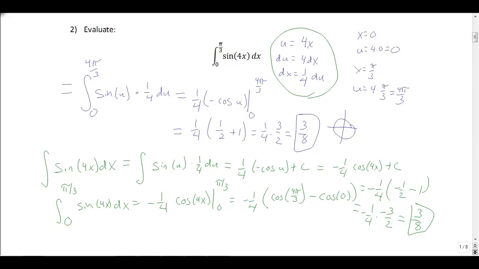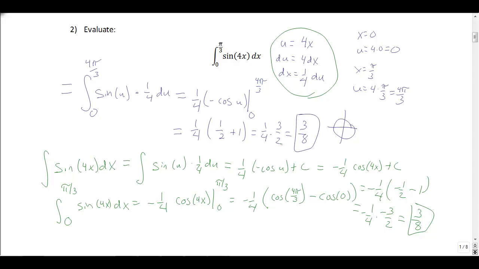Again, sort of the bookkeeping here is one method is change your bounds to go from x to u, and then you don't need to sub in for x because your bounds are now in terms of u. Or essentially do the antiderivative and then plug in the values of x here. But when you do your antiderivative, you have to sub back in 4x for u. People will use both here.